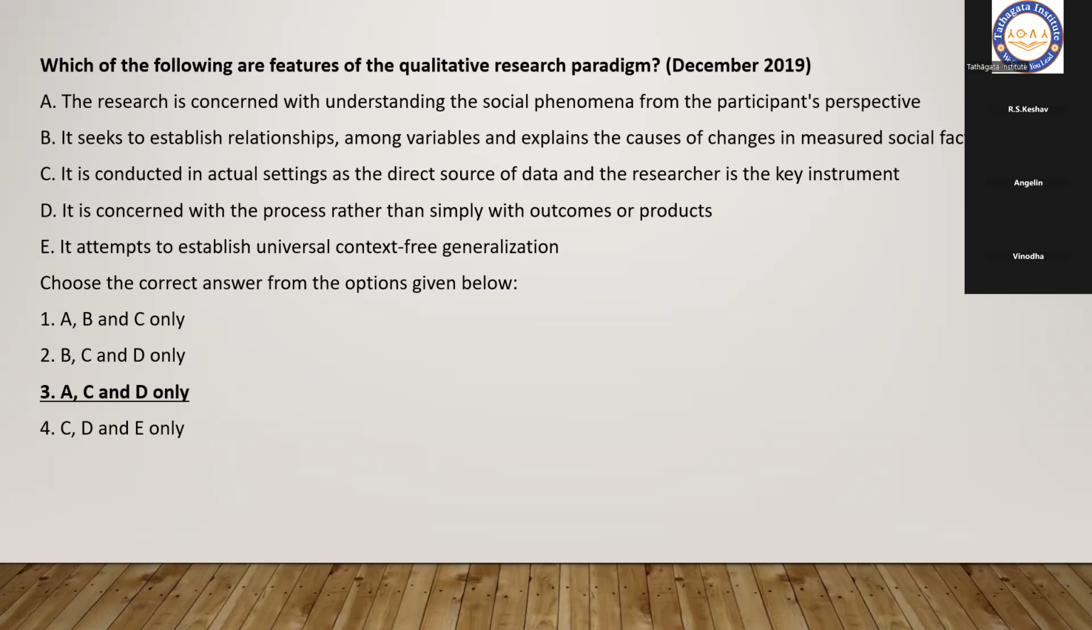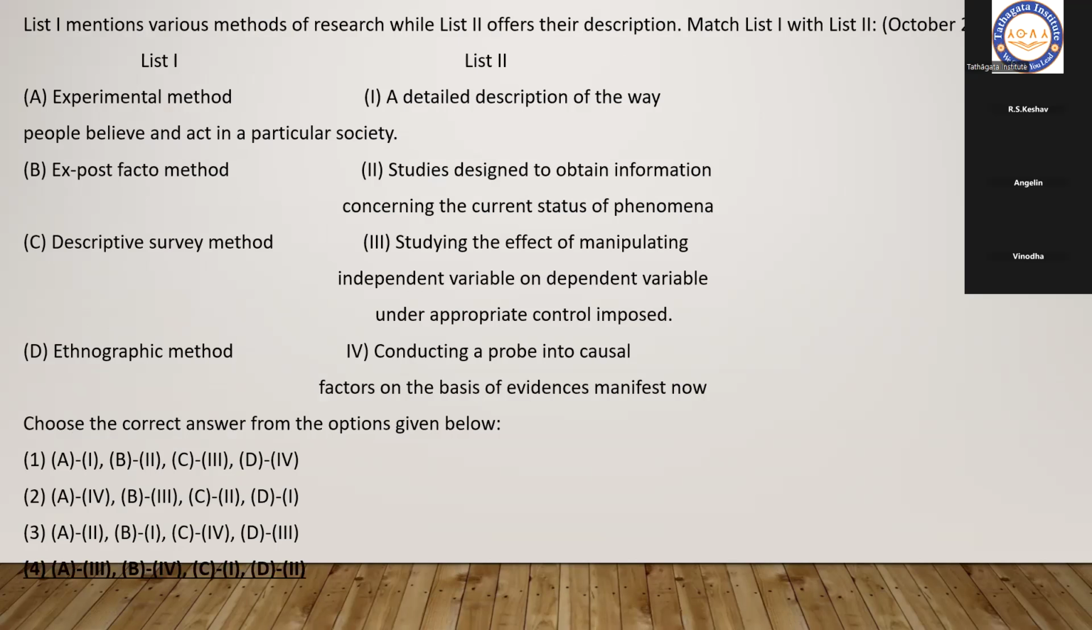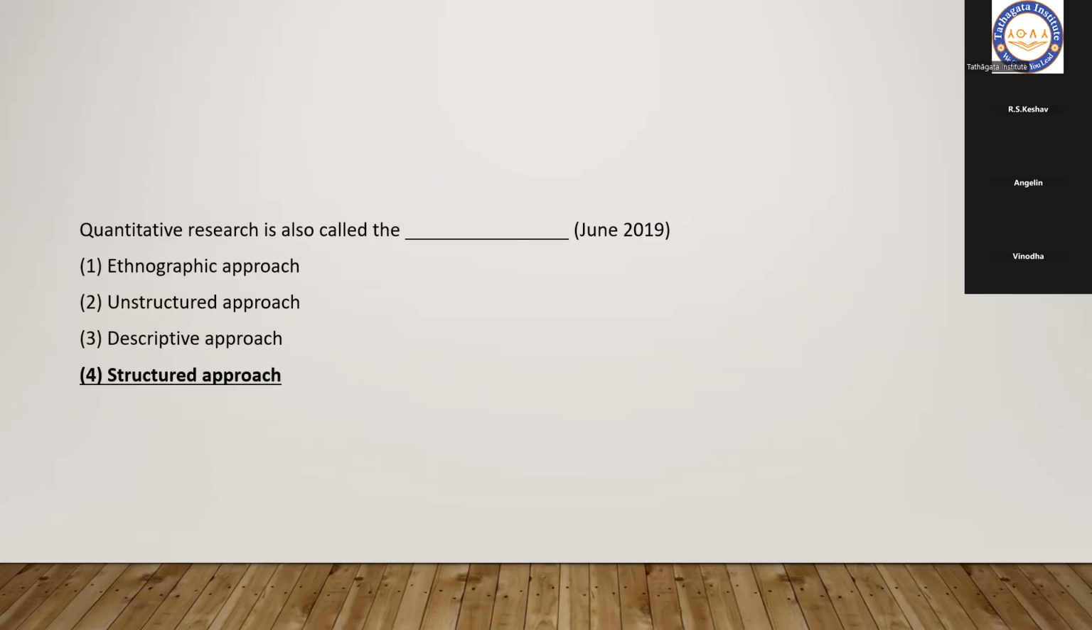Qualitative, earlier we had a question where it goes with the words, with the setting, with the researcher, right? So these are the three things which are easier for us to understand. It is a qualitative research paradigm. It attempts to establish universal context-free generalization. This answer will also be done in the next class, the method.